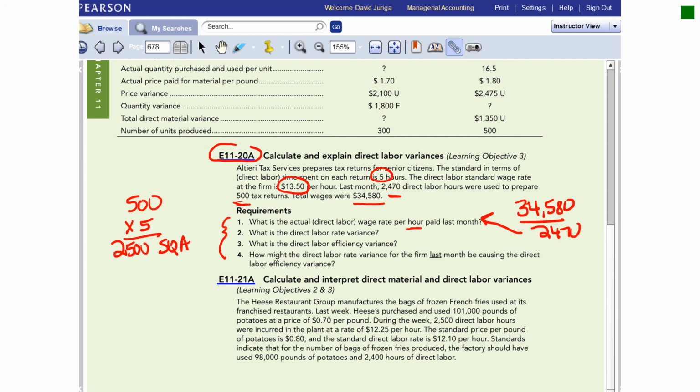You'll see that again in the next slide. You'll see how many hours were worked. You want to beat the 2,500. It's looking good at this point. Looks like that's going to be a favorable efficiency variance. But again, I'll walk you through the exact calculations on the next slide.